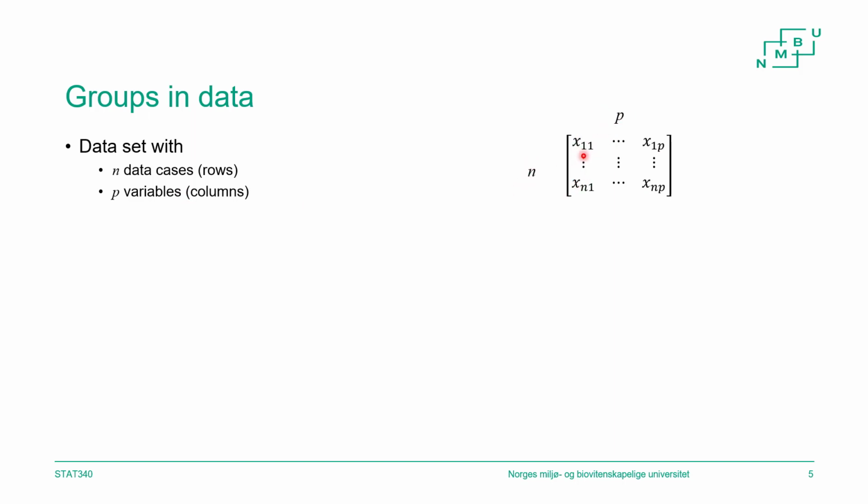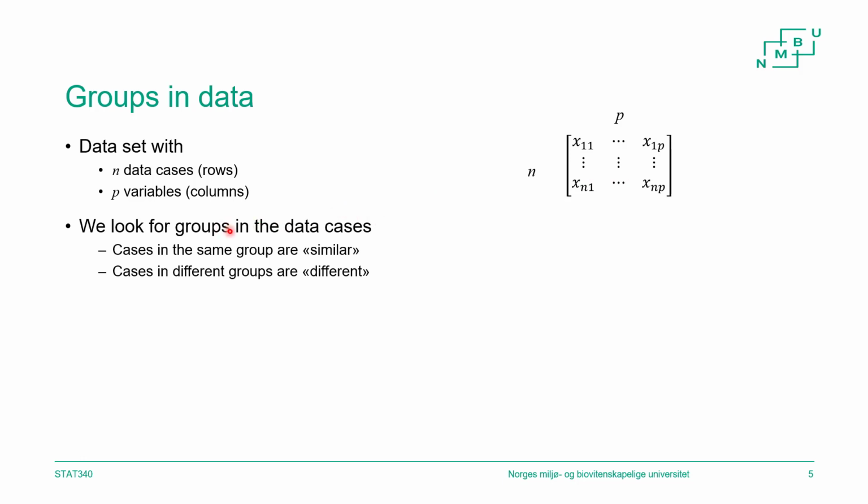We have seen this before, right? We arrange it in a table like this, where we have p columns and n rows. And I call it x11 to x1p here, xn1 to xnp here. So we have just some indexes indicating which row and column we are in.